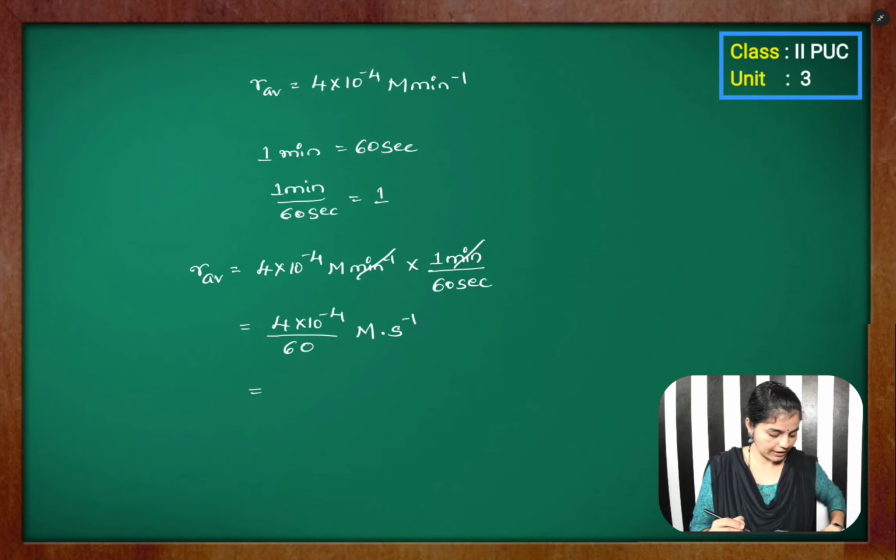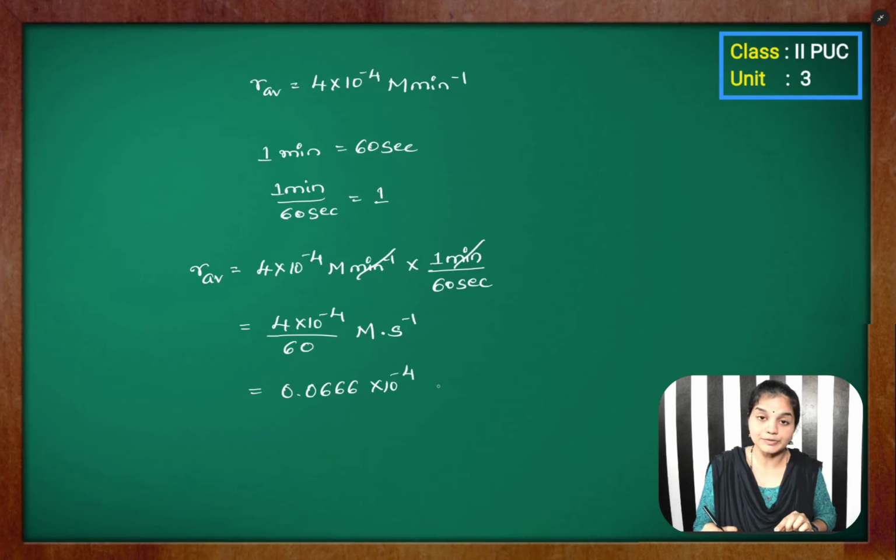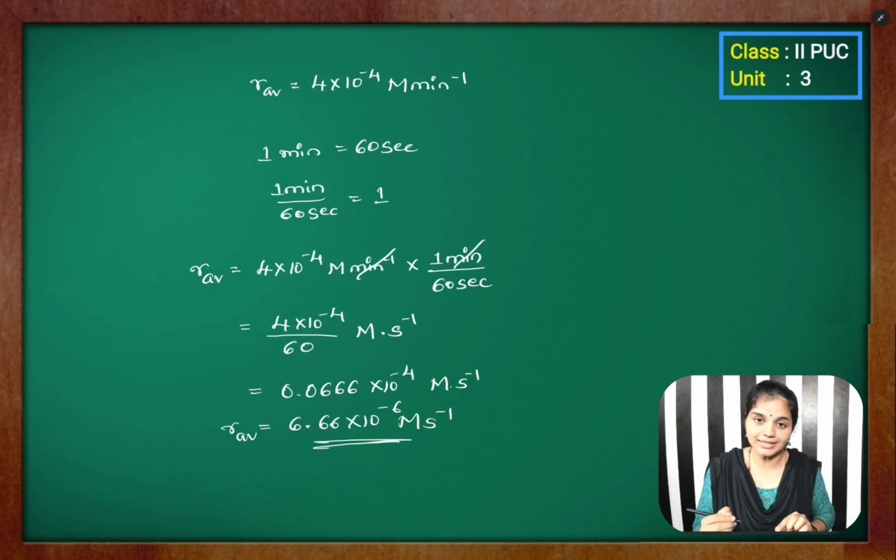So we have molar, and the second will go to the numerator, that becomes second inverse. Now simplifying 4 divided by 60, we get 0.0666 into 10 to the power minus 4 molar per second. So I can write this as 6.66 into 10 to the power minus 6 molar per second. So here we have the average rate in the unit of time, that's in seconds.